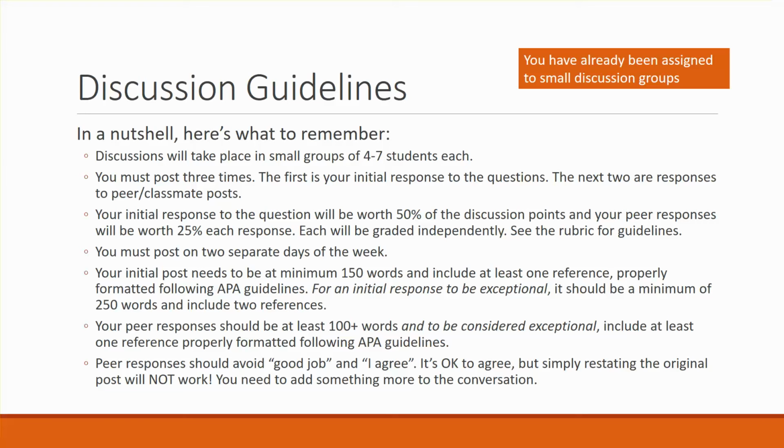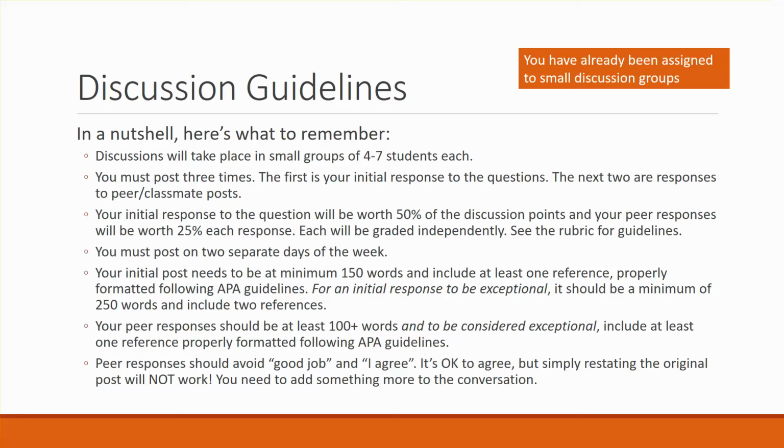All right, so here are some changes to the discussion guidelines. A few things that I want to make sure of. I was really generous last term with discussion points, so I really want to make sure that we go over what the requirements are. Now remember, your discussions take place in the small groups. You post 3 times. Your initial post answers the initial discussion question. It's worth 50% of the points.